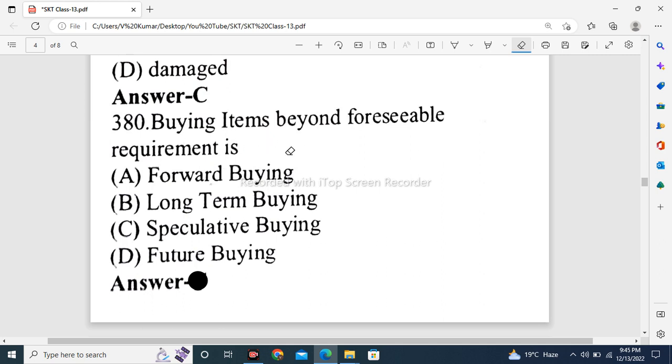Buying items beyond foreseeable requirement is: A. Forward buying, B. Long term buying, C. Speculative buying, D. Future buying. The correct answer is C, speculative buying. Buying items beyond foreseeable requirement is speculative buying.